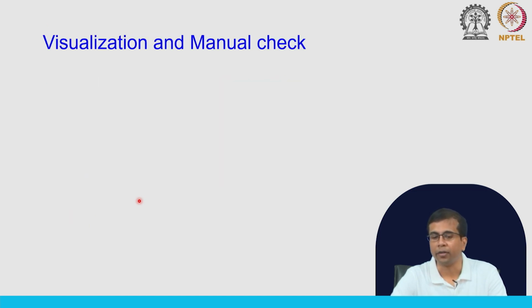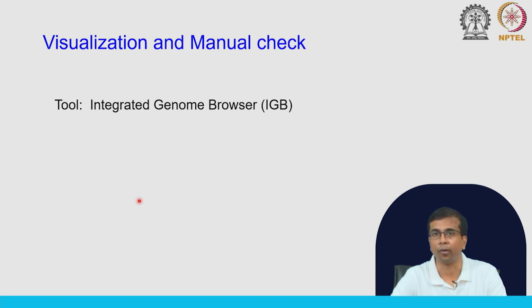So, what is remaining now is looking at the data and also doing a visualization and a manual check, right, of whether the variants that are called are correct or not. Okay. So, for that we will use this tool called Integrated Genome Browser, or IGB. It is a free tool you can download and install on your system, and you can load these results and visualize these results. Okay. So, that is what we are going to do now, and then we will follow up our discussion on these VCF file formats, right.